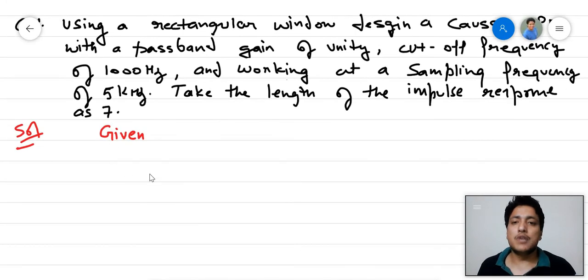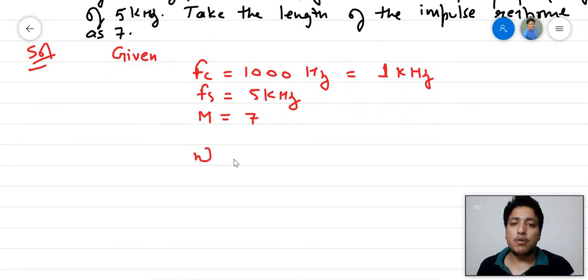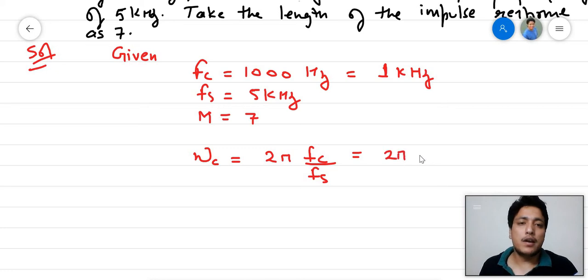Given values are, first, the cutoff frequency, that is Fc is equal to 1000 Hz, that is equal to 1 kHz. Then Fs is provided, the sampling frequency, that is 5 kHz. Also the length of the impulse response is 7, that is M is equal to 7. Now this can be used to calculate omega c, which is equal to 2 pi Fc over Fs. So its value is 2 pi times 1 over 5, that is equal to 0.4 pi.